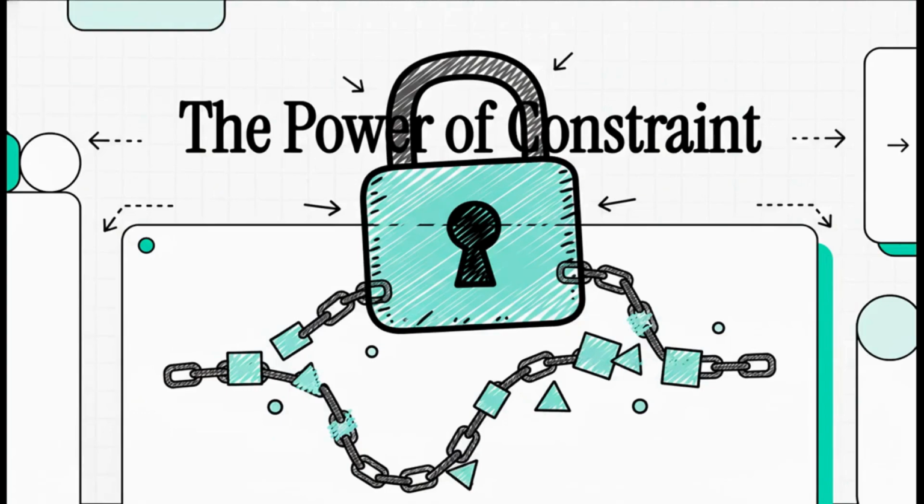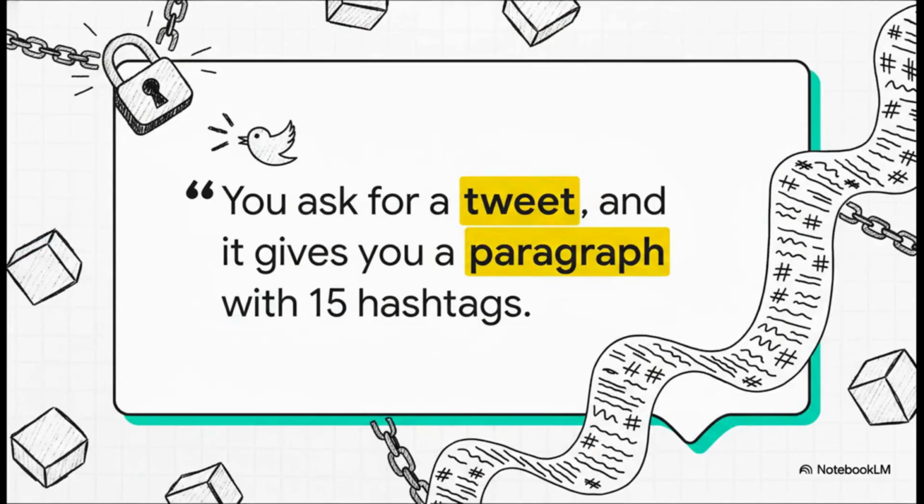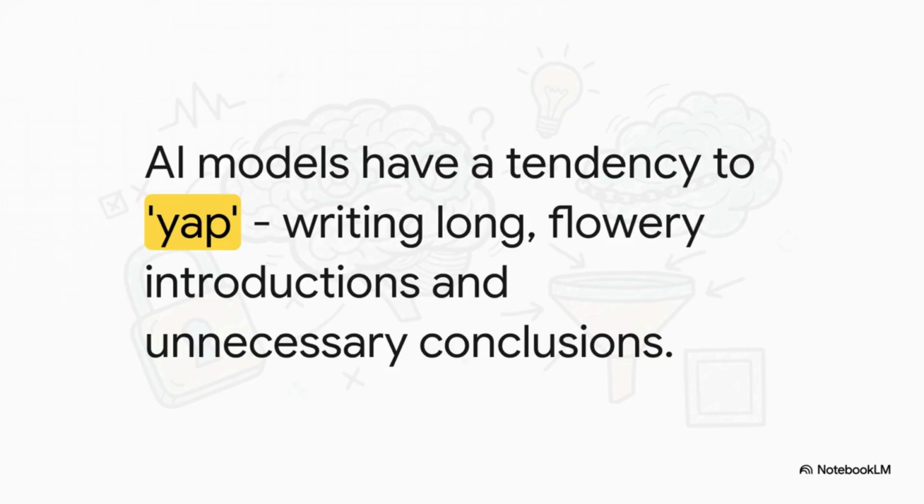Welcome to the Explainer. Today, we're going to master a key AI skill: constraint. Okay, let's start with a frustration I'm pretty sure you've faced before. You want something specific, but the AI gives you this long, kind of useless response. This tendency for AI to just ramble, well, it's got a name, and thankfully, a solution.